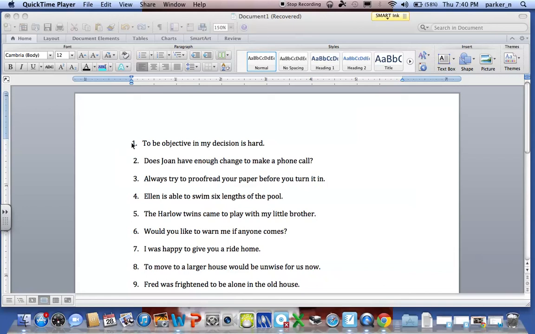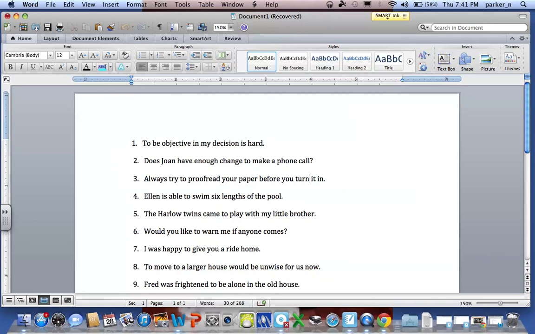The infinitive phrase is to be objective in my decision. And in this sentence, the phrase is acting as the subject of the sentence, and so it's acting like a noun.